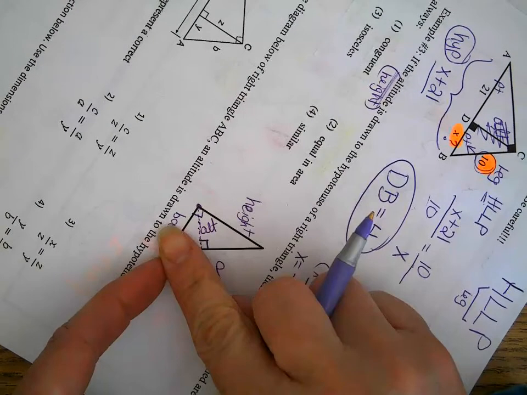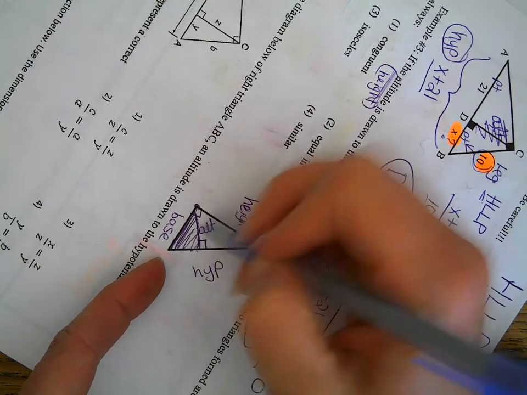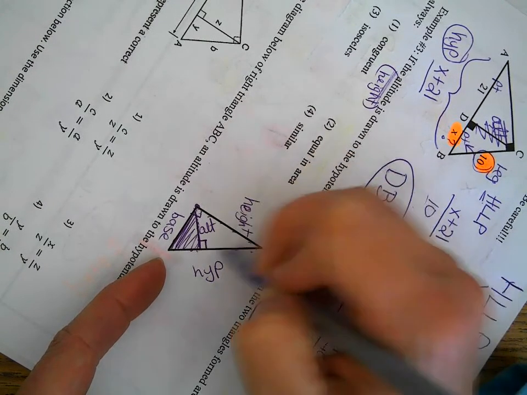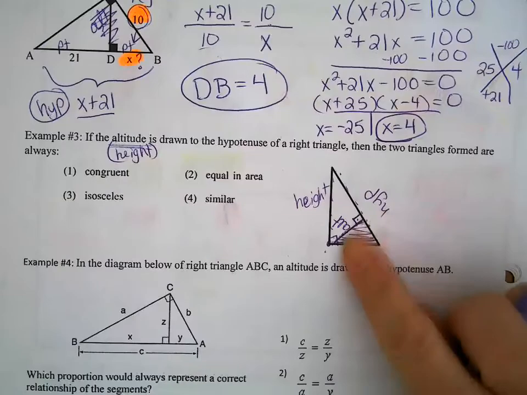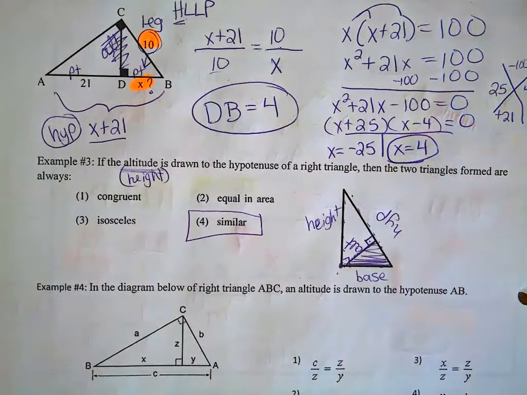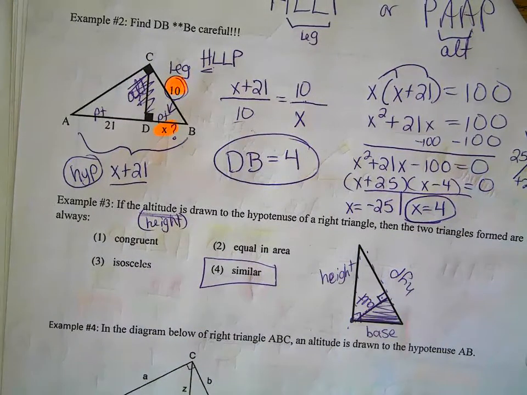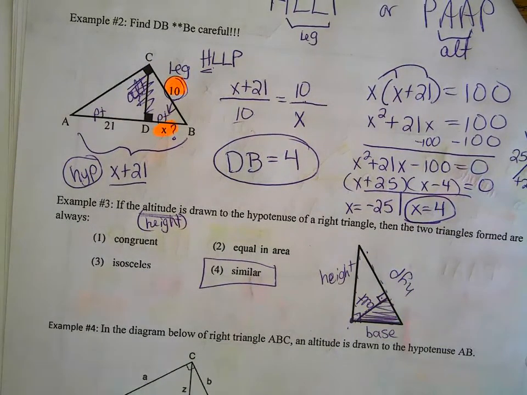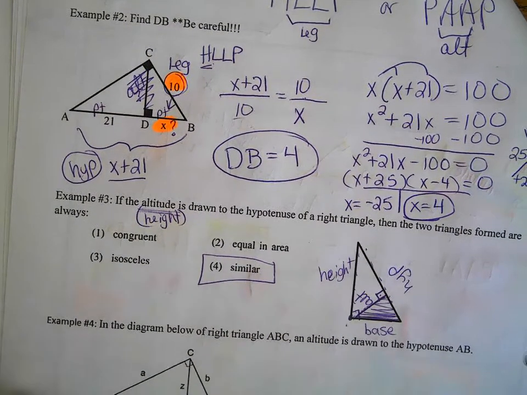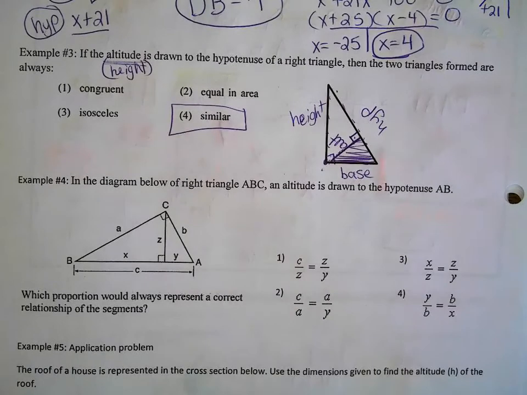Okay. Well, that splits my big triangle into one triangle to the left, this triangle to the right, and the one we started with. And that altitude is what creates our similar triangles, right? And that's why these proportions help, right? Again, it's a pattern formed, and we name that pattern the HLLP or the PAAP rule to go through the question. Okay. Example 4, kind of the same idea.